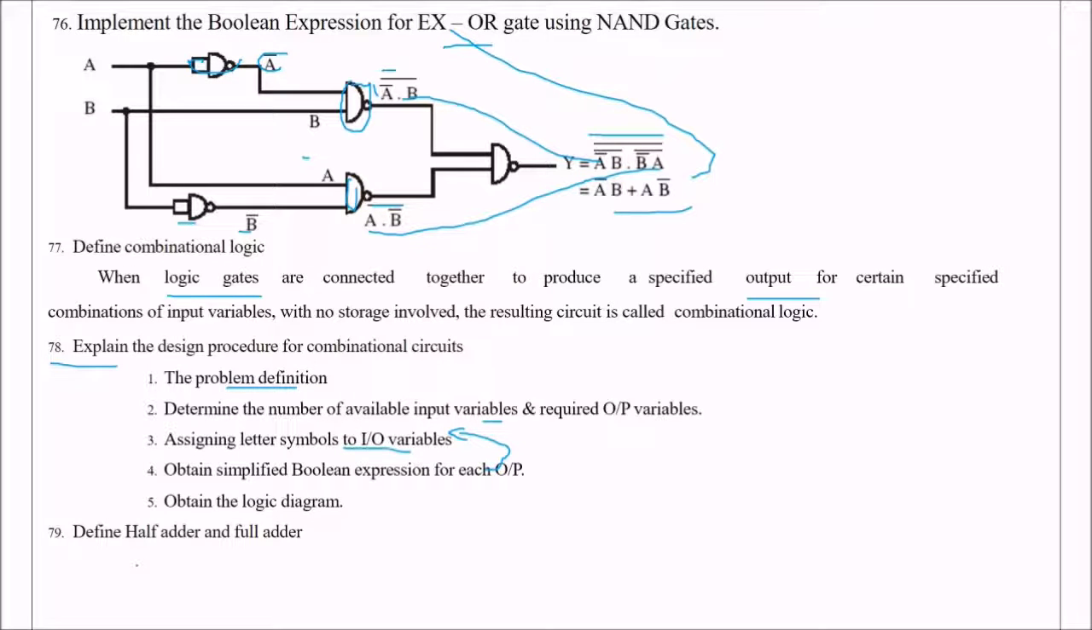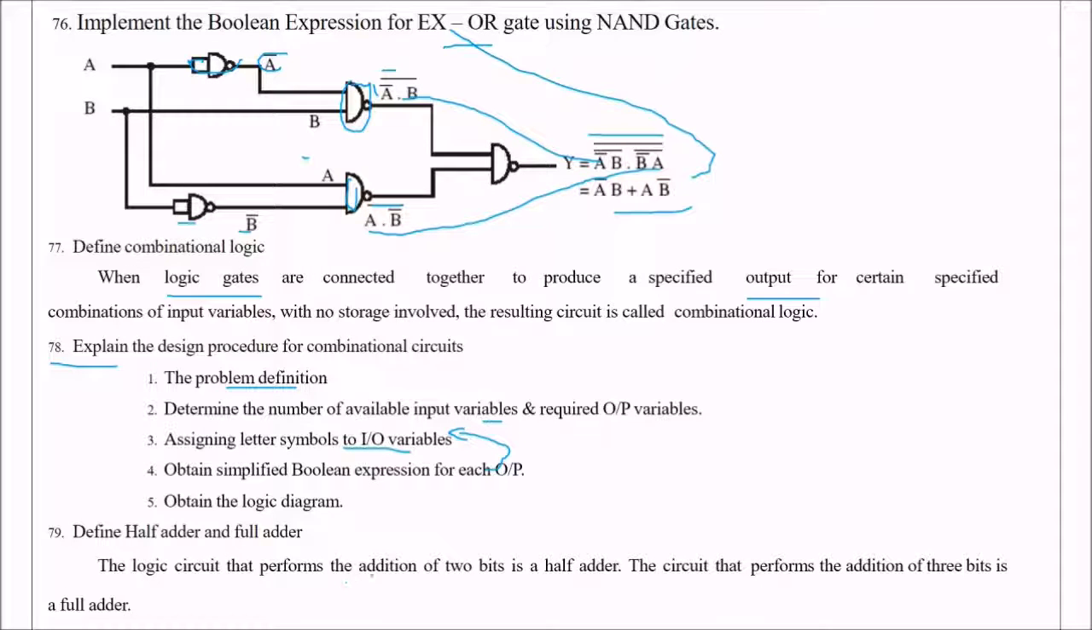Define the half adder and full adder. What are these half adder and full adder? The logic circuit that performs the addition of 2 bits is a half adder. The logic circuit that performs the addition of 3 bits is a full adder.